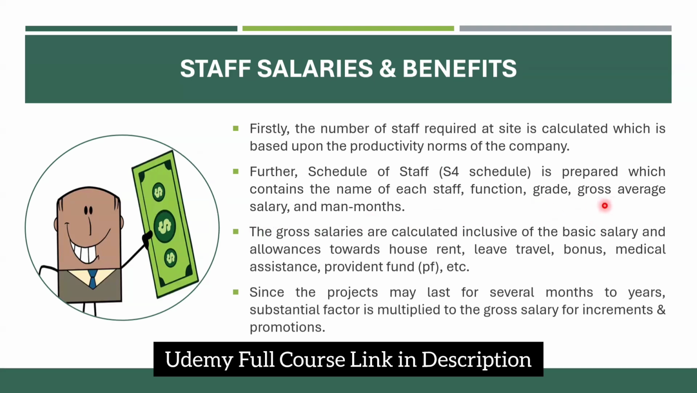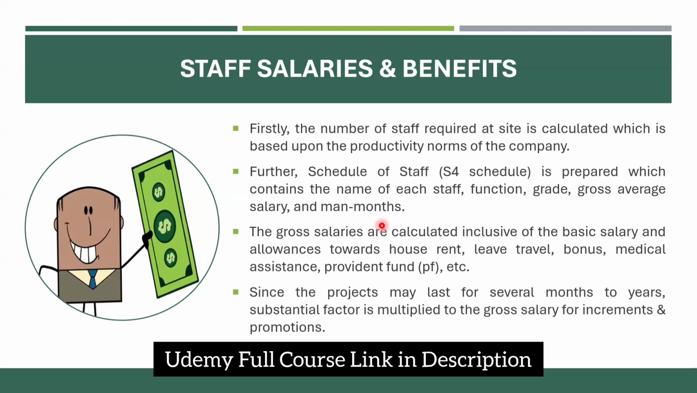Gross average salary will be the CTC, including everything, all the perks they are getting: allowances like house rent allowance, some mobile recharge, some fuel charges, whatever salary they are getting. And man months: how many months they will be required at site. For example, the project manager will be required from the first month till the end of the project. Suppose the project is of 12 months duration, so for the project manager it will be 12 man months, because that is one person and the months are 12.